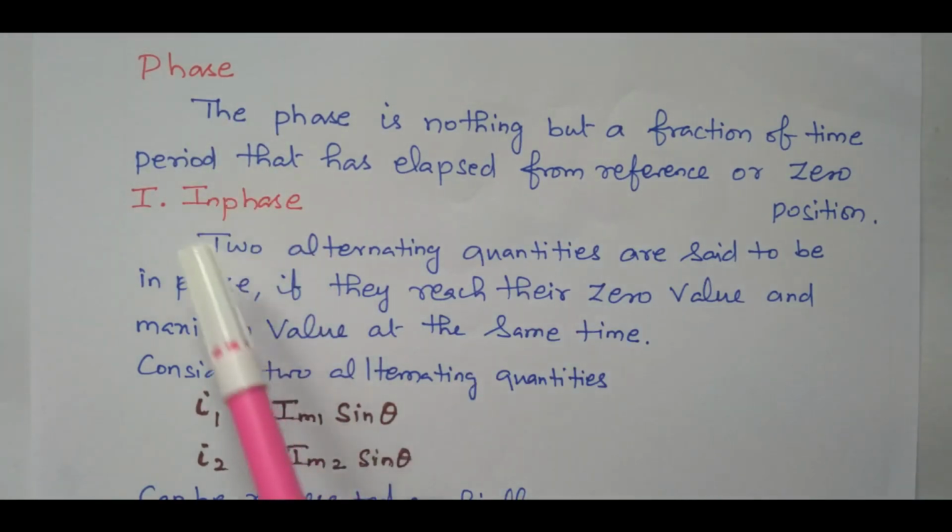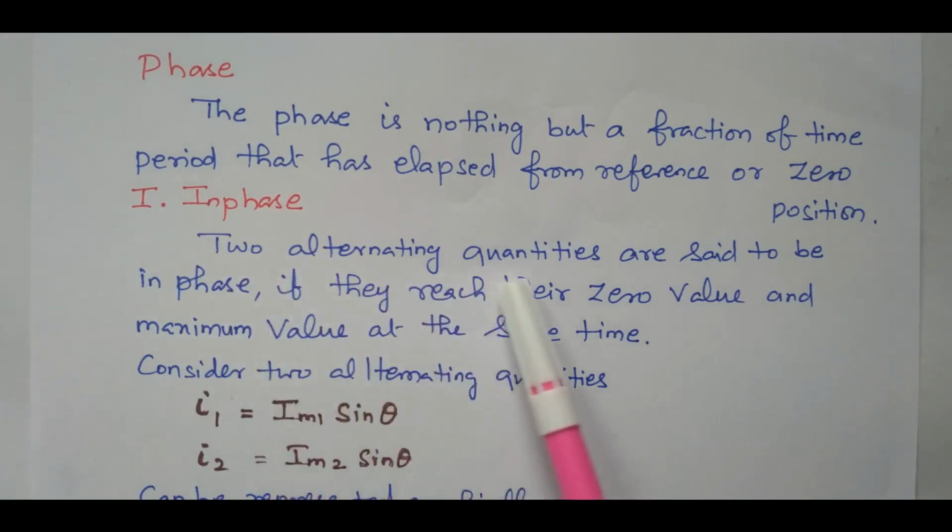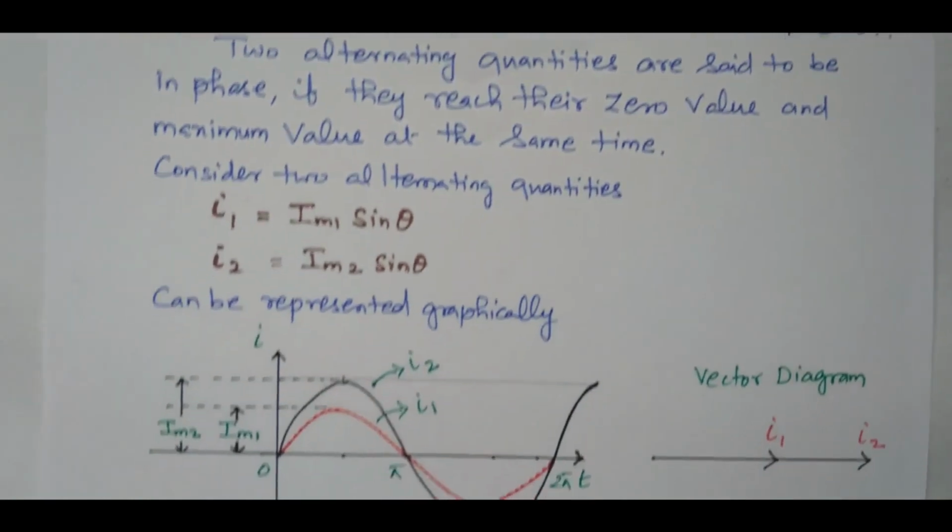The first type is in phase. What is in phase? Two alternating quantities are said to be in phase if they reach their zero value and maximum value at the same time. If both start at the same time and end at the same time, that is treated as in phase. That is represented in this waveform.